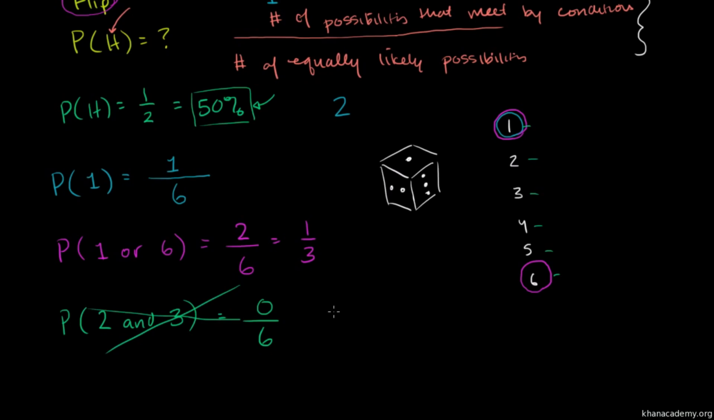Now, what is the probability of getting an even number? So once again, you have 6 equally likely possibilities when I roll that die. And which of these possibilities meet my conditions? The condition of being even. Well, 2 is even, 4 is even, and 6 is even. So 3 of the possibilities meet my conditions, meet my constraints. So this is half. If I roll a die, I have a half chance of getting an even number.